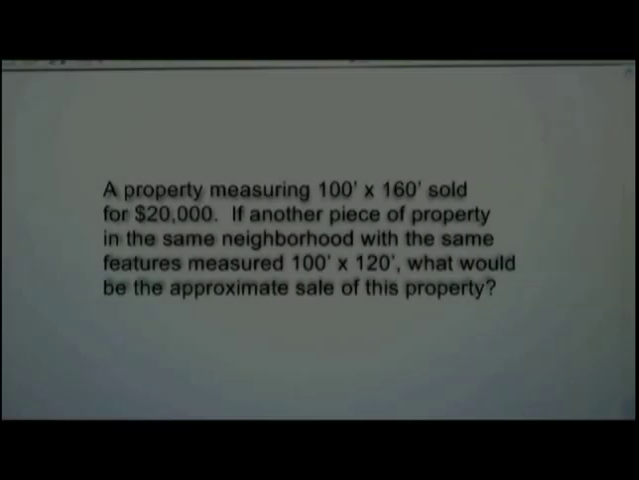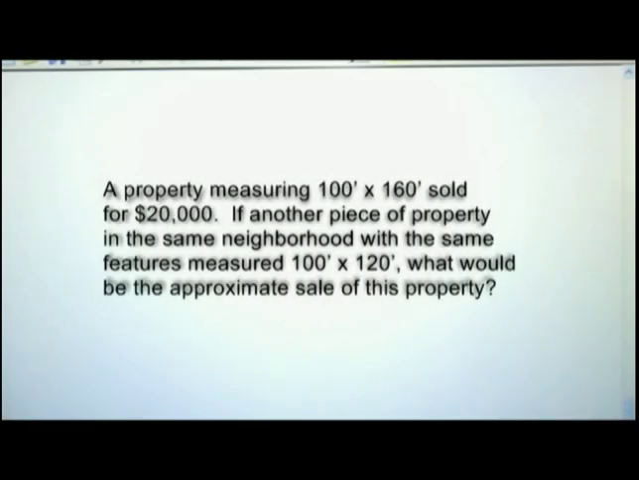Questions? There is a question that says a property measured 100 by 160 feet and sold for $20,000. If another piece of property in the same neighborhood with the same features measured 100 by 120, what should be the approximate sales price of this property? If you look at the question, can you see what the question is trying to get at? The question is actually trying to get you to figure out the price per square foot of the first lot and apply it to the second lot.